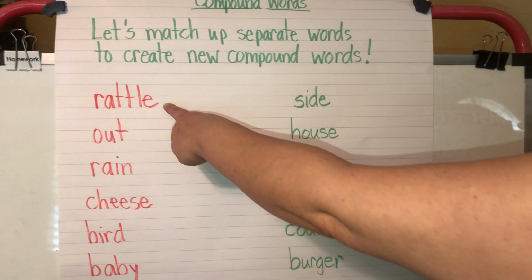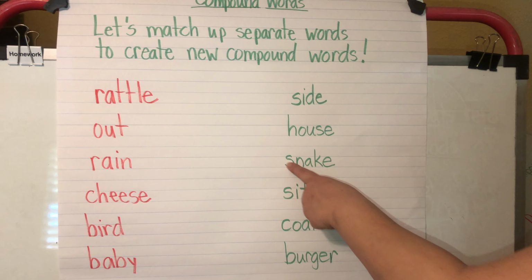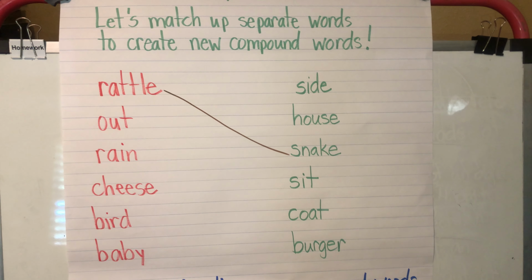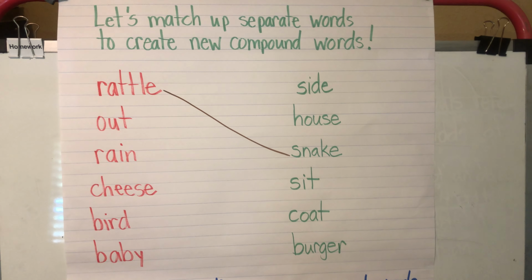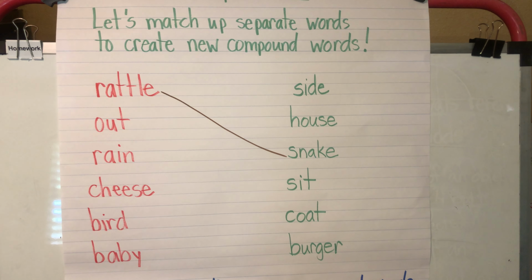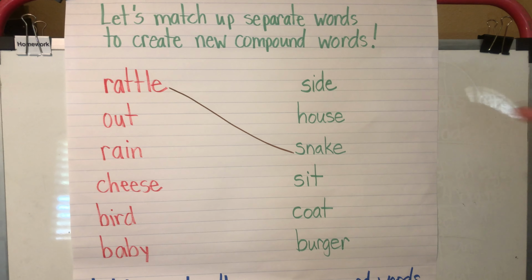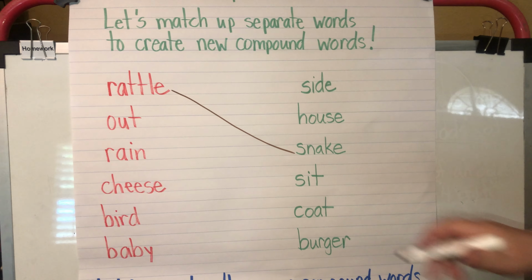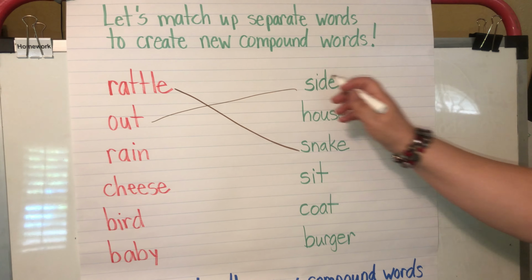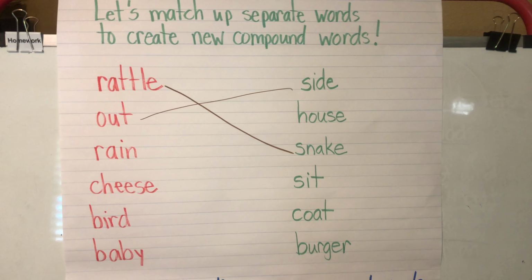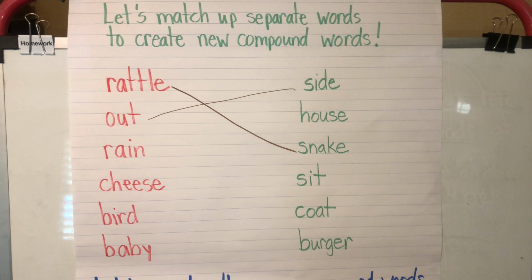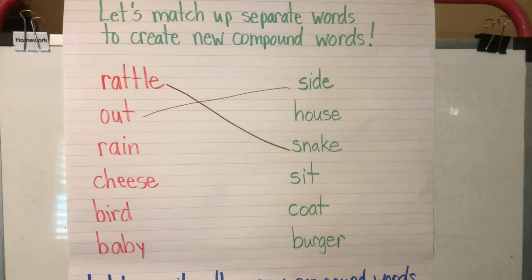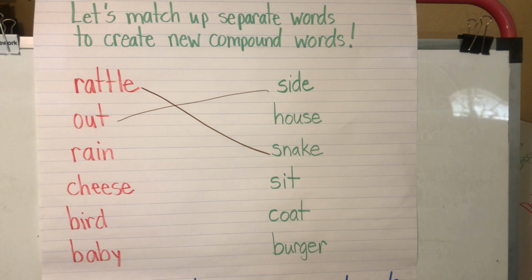So I see rattle and I see snake. And I know if I combine those 2 words, I make the compound word rattlesnake. Yes. I see out and I see side. So if I put those 2 words together, boys and girls, which word have I made? If you said outside, you are awesome.